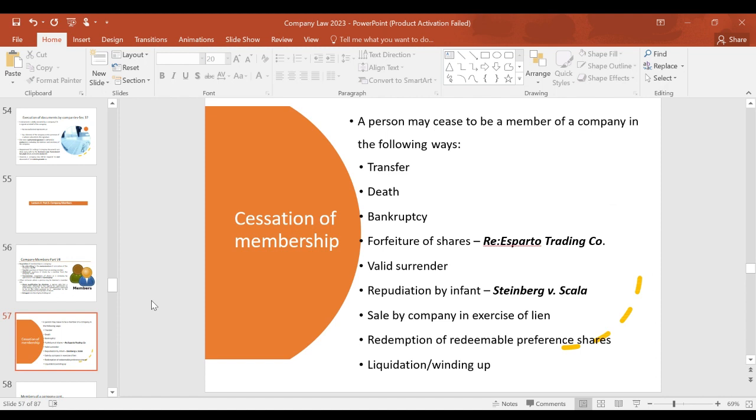The cessation of membership will also come when a company is going through a winding up or liquidation. So if a company is insolvent and it's winding up its business operations, then all those who had subscribed towards the capital of that particular company will cease to be members at the time when the company is being wound up.